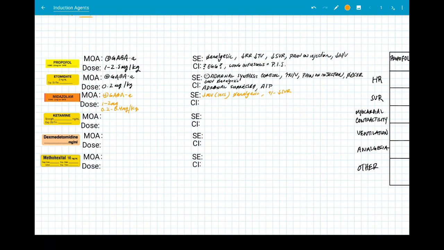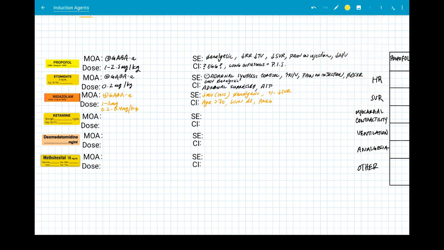Contraindications. I typically avoid it in patients that are over 70 years old because it can prolong sedation. Anybody with liver disease, I'd be a little concerned. And pregnancy.